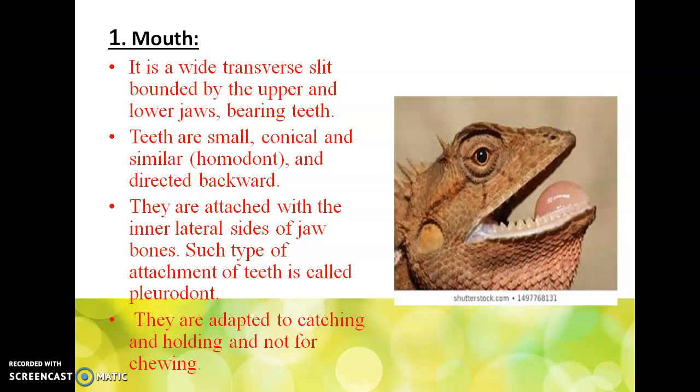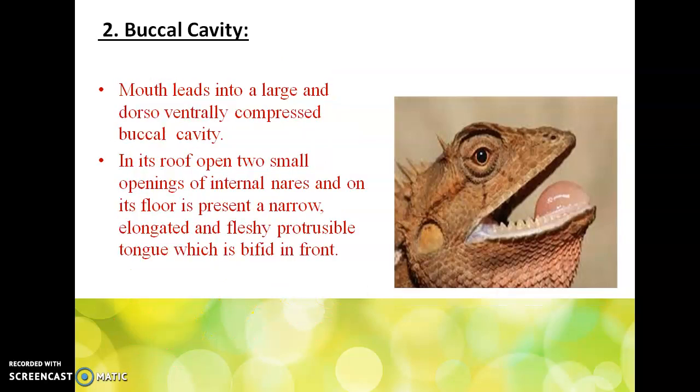By means of their highly modified forelimbs, they catch and hold the prey firmly without any chewing. They generally swallow the food material as such. Then the first mastication takes place in the buccal cavity. The buccal cavity is the cavity found in the mouth.